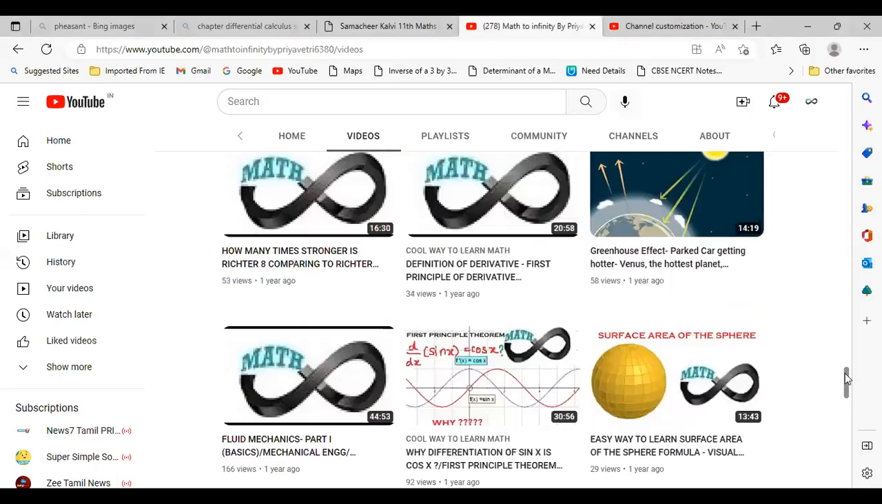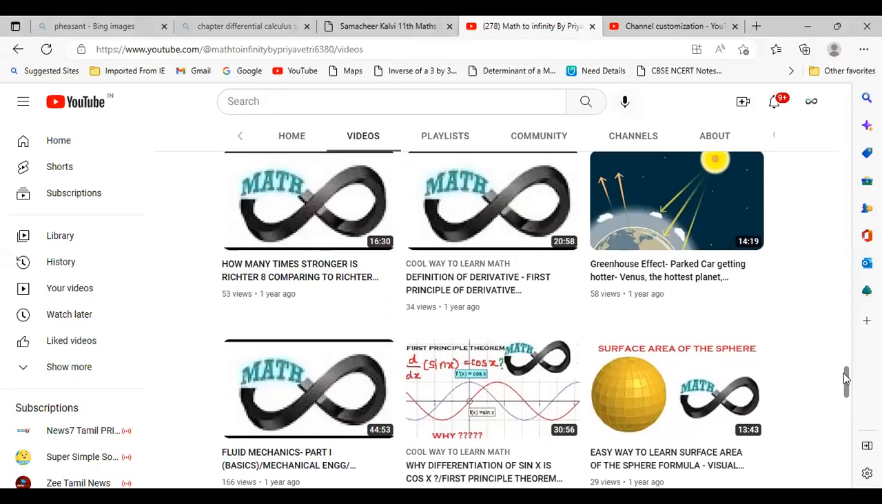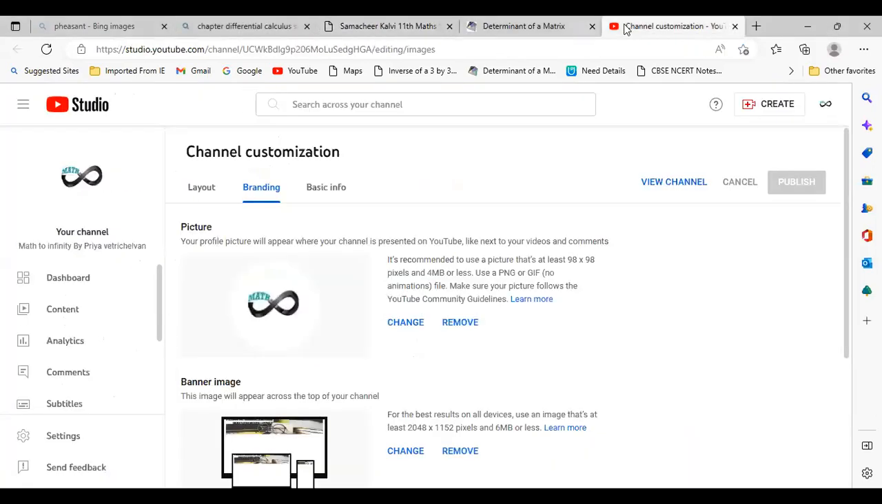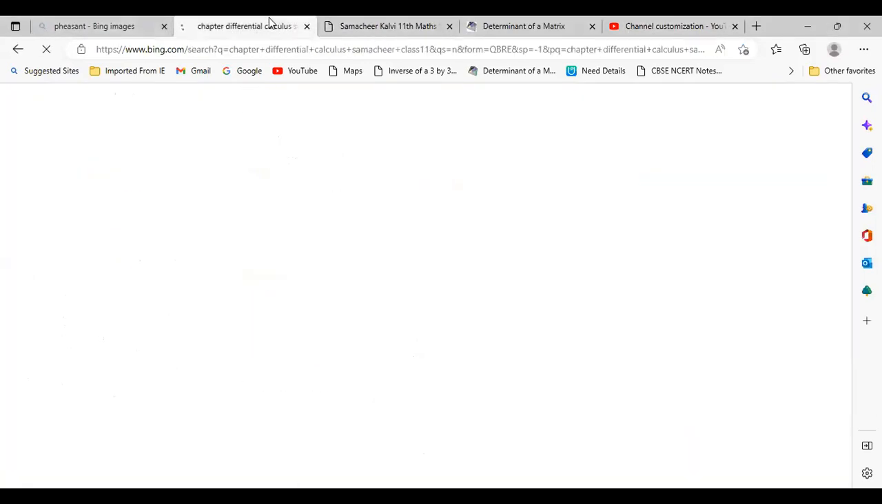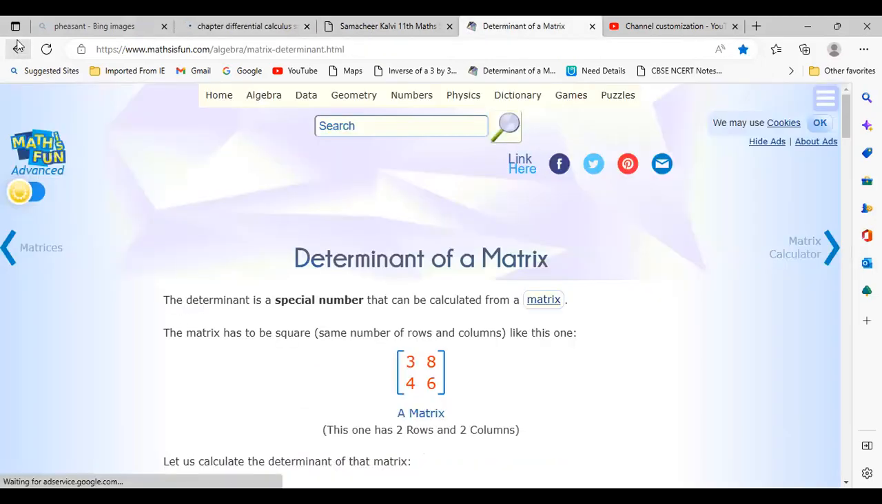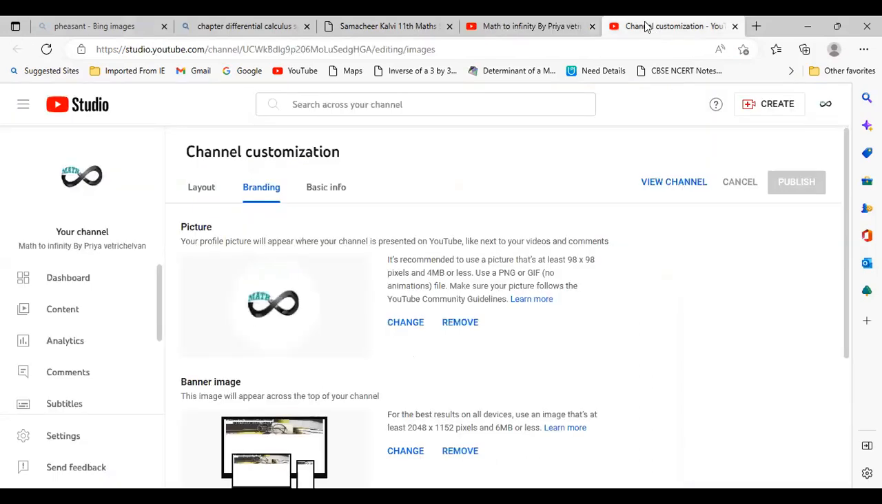You must have heard this formula. Differentiation of sin x is cos x. Differentiation of cos x is sin x. Heard it? Ever heard it before? Yes, ma'am.